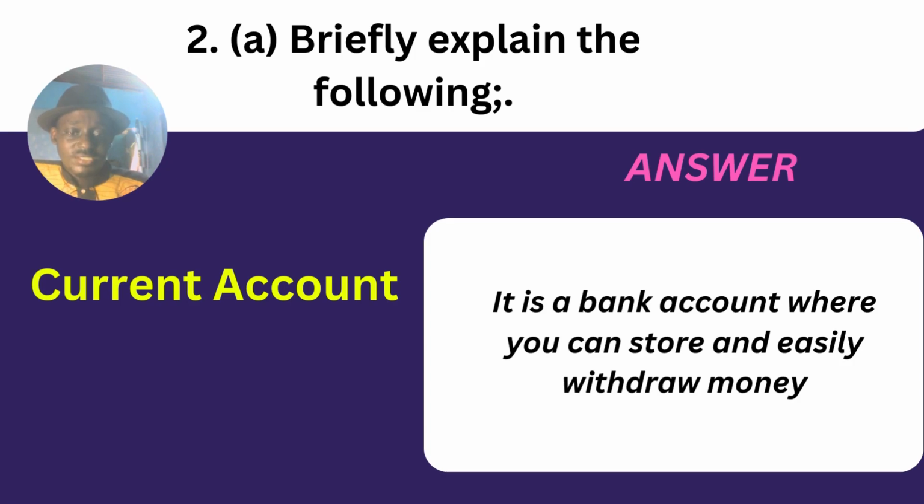Now the next one says briefly explain the following: current accounts. We have explained two others. Now we need to give current account.